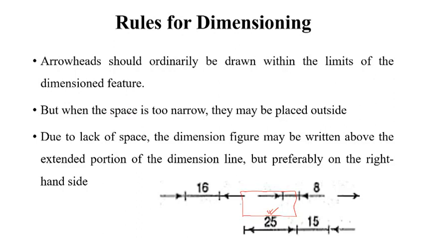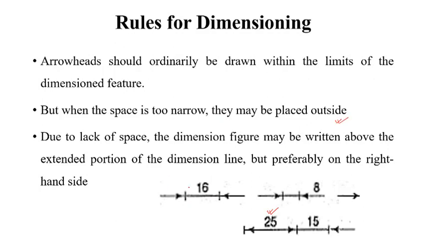But if the space is too narrow, like this, here if we provide the arrowhead, it should be in the ratio of 3:1. This is your arrowhead. Then the dimension figure may sometimes be difficult to place on top of the dimension line. So in those cases, what we can do, we can provide the arrowhead outside, or the arrowhead can be placed outside.